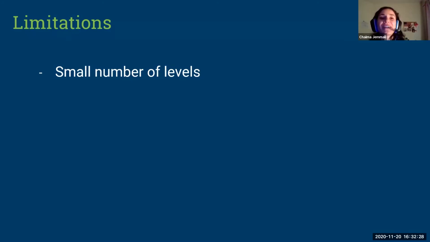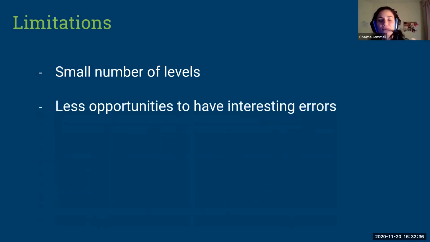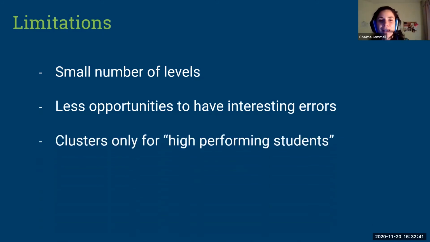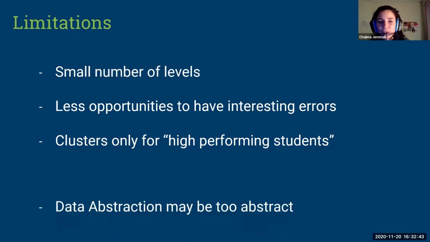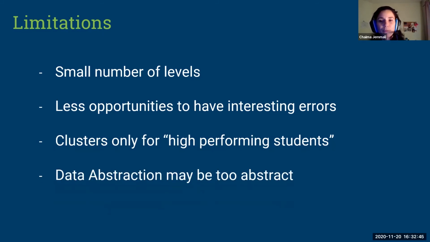Okay, sorry. So yeah, the biggest limitation is that we have a small number of levels. Things are not very complicated, so there are fewer opportunities for interesting errors to happen. Yeah, and only clusters for high-performing students. And also, as we abstract our data, we lose a lot of the information. So it's a lot of trade-off between how much we want to abstract versus how much information we want to keep to have meaningful information.